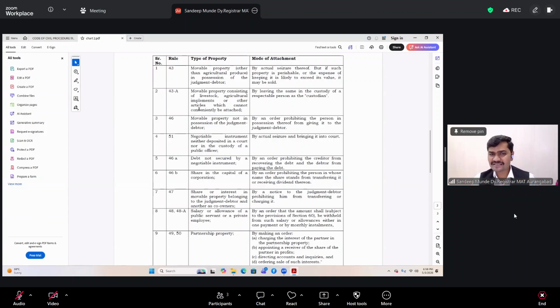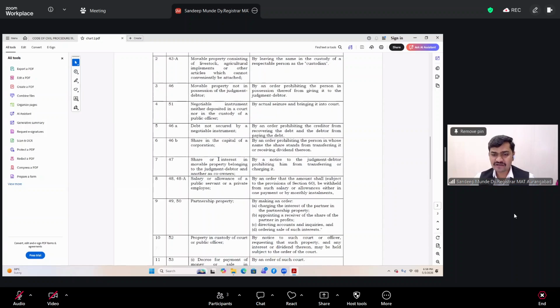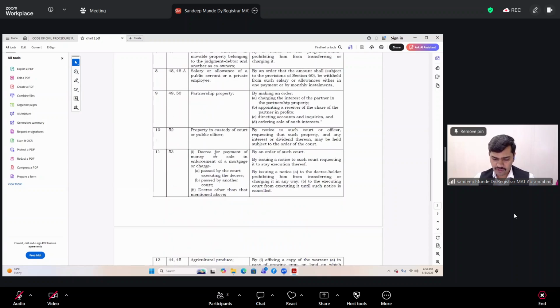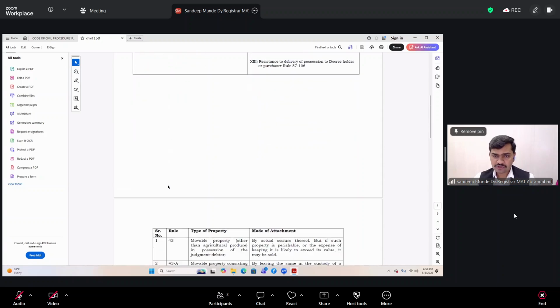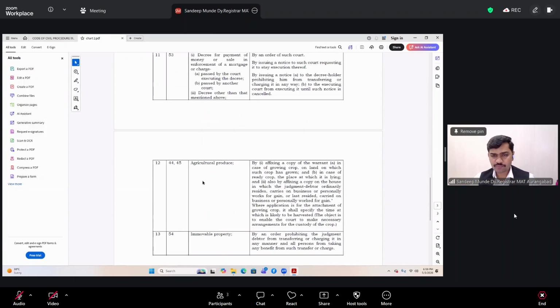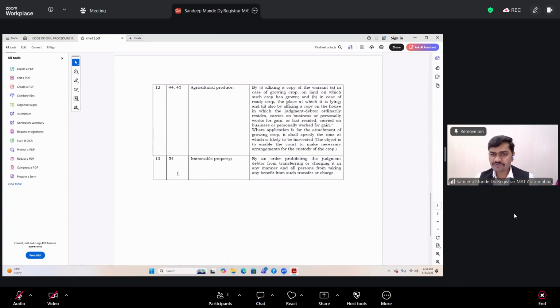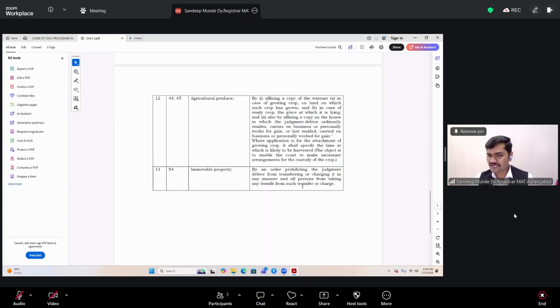Rule 43A: movable property consisting of livestock, agricultural implements or other articles which cannot conveniently be attached may be attached by leaving them in the custody of a respectable person as a custodian. So these are the descriptions of the properties and the modes of attachment available from Rule 41 to 57. If it is immovable property, the mode is by an order prohibiting the judgment debtor from transferring or charging it in any manner, and all persons from taking any benefit from such transfer or charge.